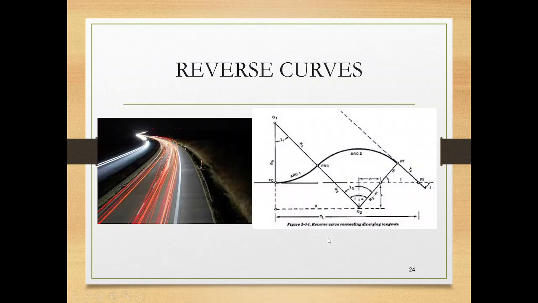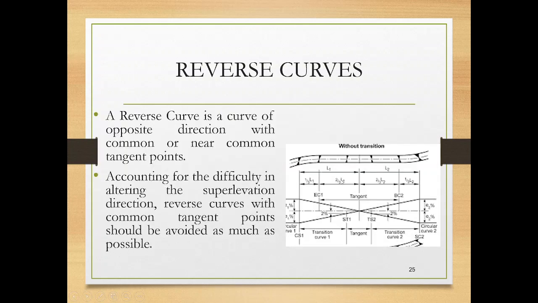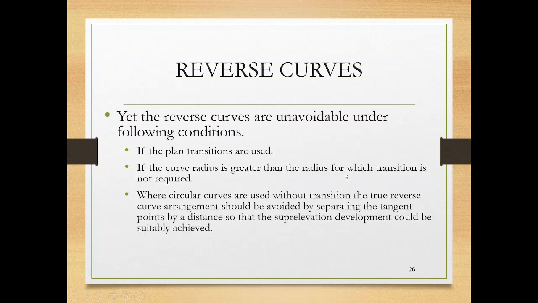Then we'll discuss about reverse curves. Now reverse curves, you know, here the curve runs anti-clockwise direction, here clockwise direction. So they are joined in one particular point, a common tangent point. So that is called a reverse curve. A reverse curve is a curve of opposite direction with common or near common tangent points. So accounting for the difficulty in altering the superelevation direction, reverse curves with common tangent points should be avoided as much as possible. So the best thing is to have simple curves and straights. But of course when it comes to rehabilitation projects and depending on the topography and things for the new roads, sometimes we will have to use compound curves and reverse curves. That is what we have to understand.